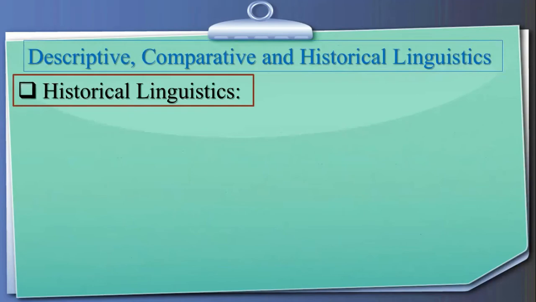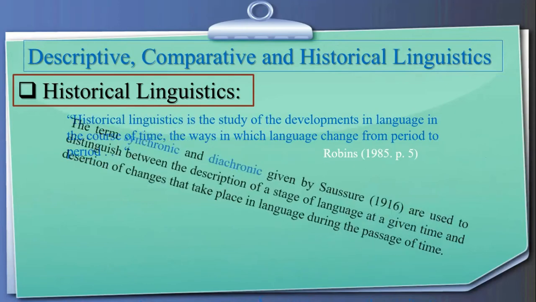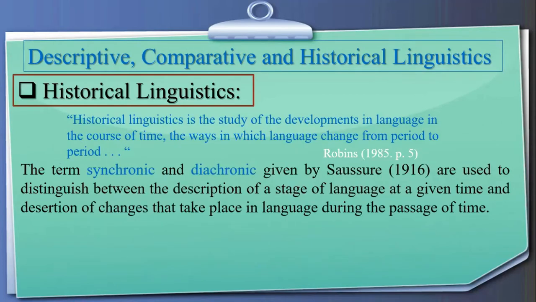Now, historical linguistics. Here is a definition from Robbins, 1985, page 5. Historical linguistics is the study of developments in language in the course of time, the ways in which language changes from period to period. So when we talk about historical linguistics, we talk about changes that historically occurred within language. We have already talked about the terms synchronic and diachronic and their differences in our previous lecture. You could watch the differences between synchronic and diachronic linguistics.